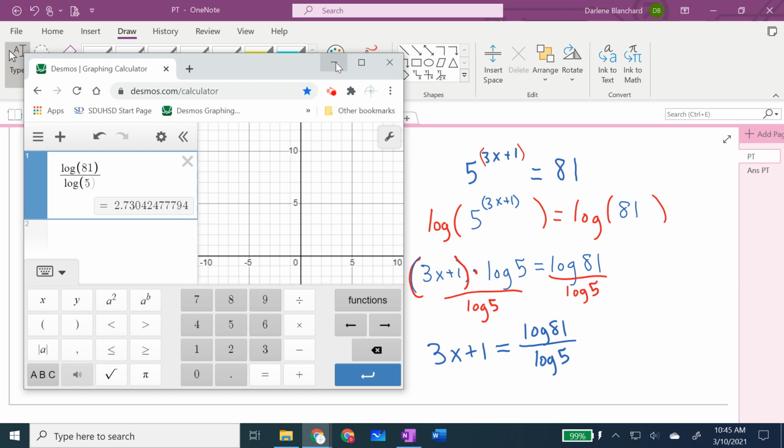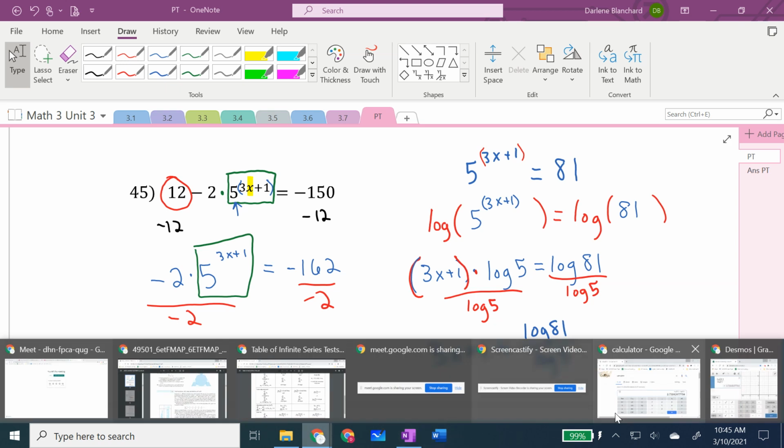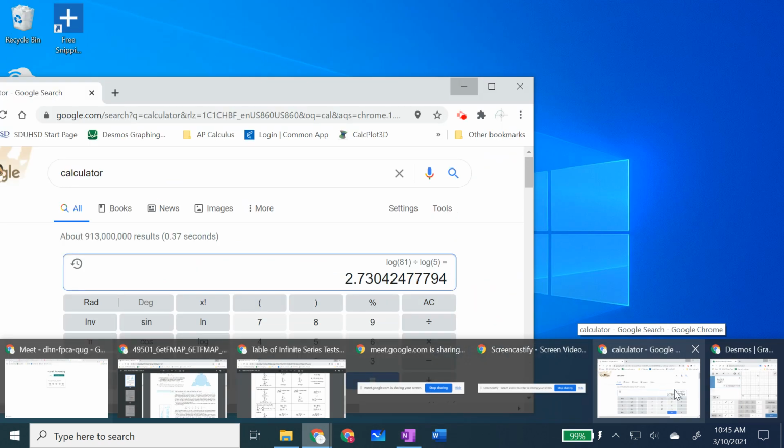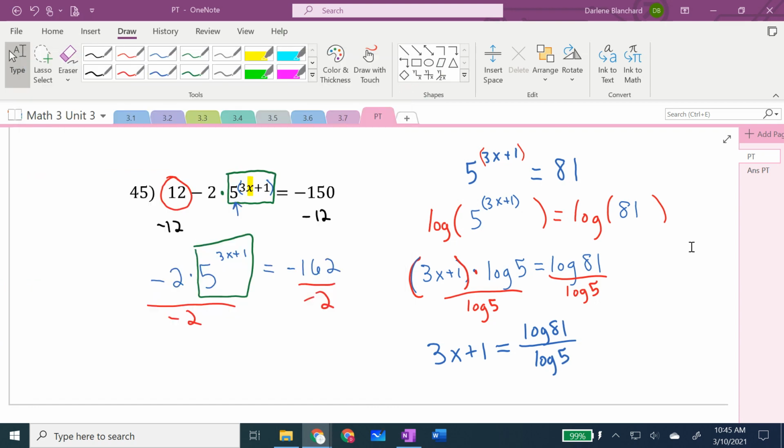So make sure that you know how to use your calculator, have one that you practice with, and just use that one. Once you get that number, which I now forget what number it is, so let me check again. Where did it go? 2.73.